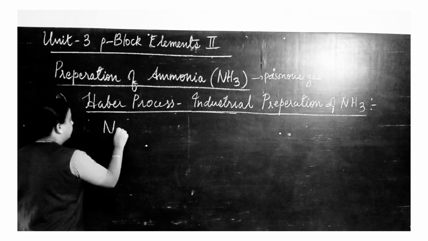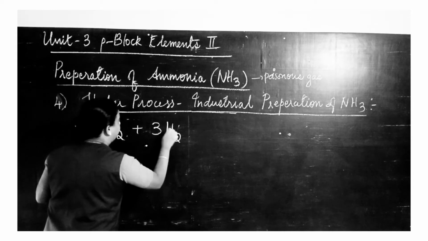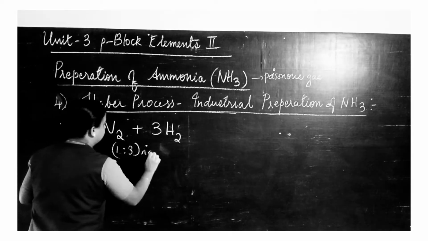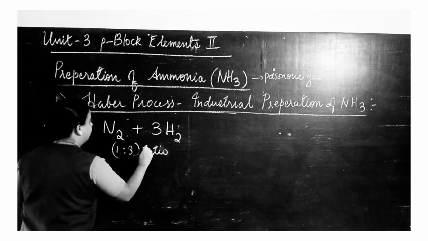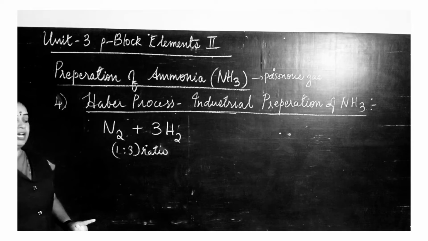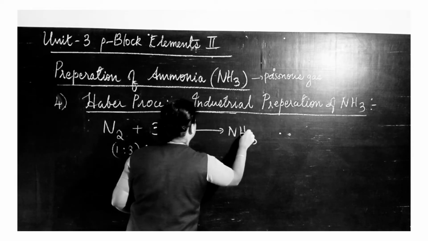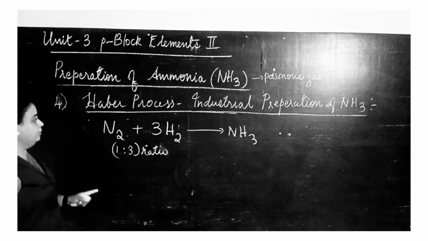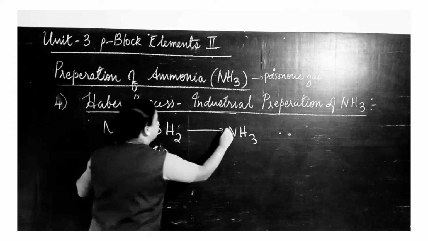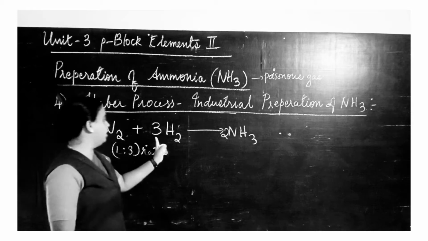Yes, 1 mole of nitrogen gas and 3 moles of hydrogen gas. It is 1:3 ratio. So the reactant ratio is 1:3. That is 1 mole of nitrogen gas and 3 moles of hydrogen gas to give ammonia. Okay. So here it is 2 nitrogen. Yes, and here it is 6 hydrogen and here 6 hydrogen.